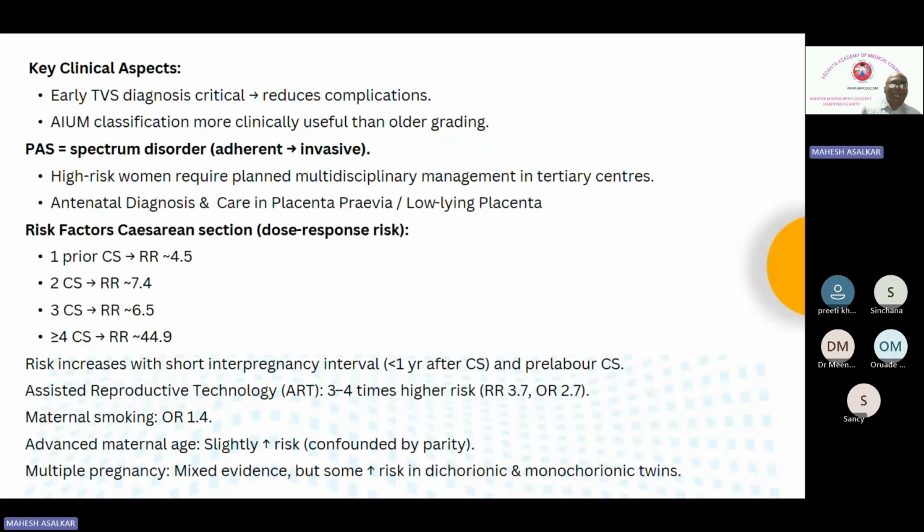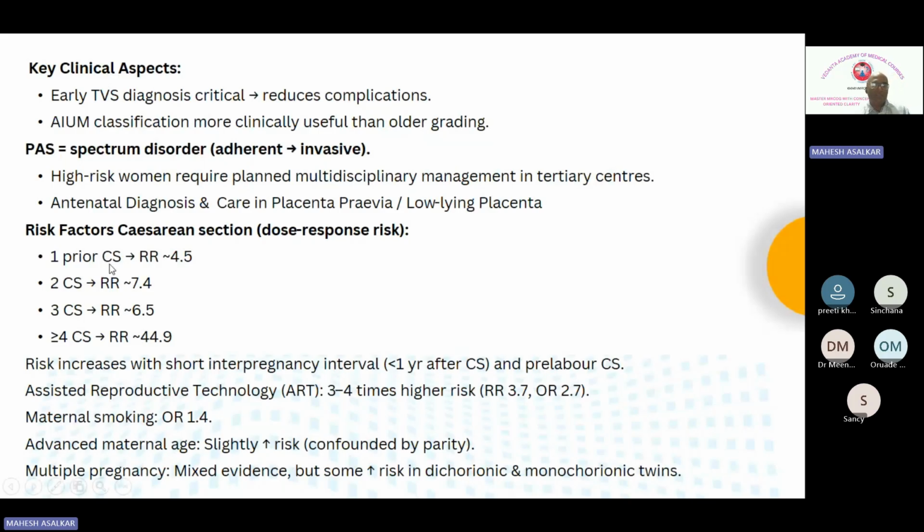Okay, so clinical outcomes: in placenta percreta, maternal mortality was reported around 7% in the 1990s, but nowadays the outcome has improved. Key clinical aspects: early TVS diagnosis is important. It reduces the complications. AIUM classification is more clinically useful than older grading. So these are the points you should remember. Placenta accreta spectrum disorder may be adherent or it may be invasive also. High risk women will require a planned multidisciplinary management in tertiary centers. Antenatal diagnosis and care in placenta previa and low lying placenta.